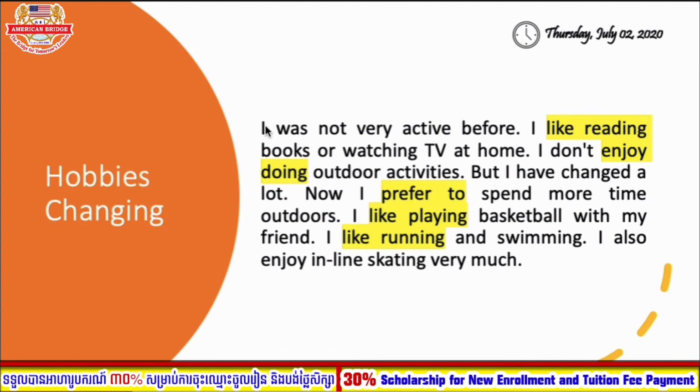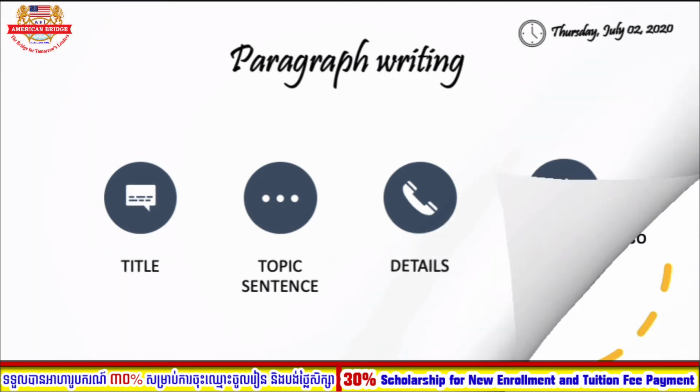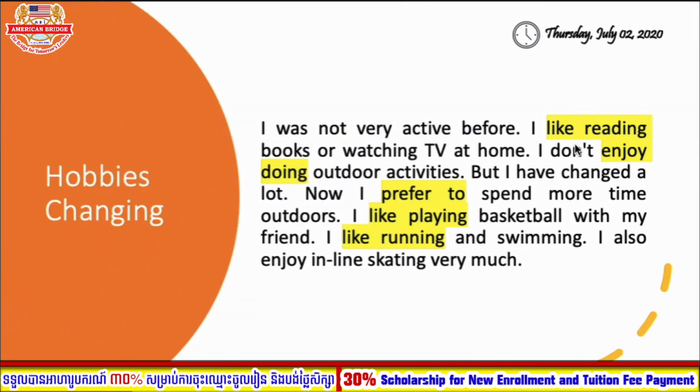And remember, in paragraph writing, you need to make sure you know what your title is, your main idea, your supporting details, and your conclusion. However, we would like to focus on the language point, which is the to infinitive and gerund. All the words highlighted in yellow here are the verbs that we need to use with the to infinitive or gerunds. So let's look at this paragraph and pay close attention.